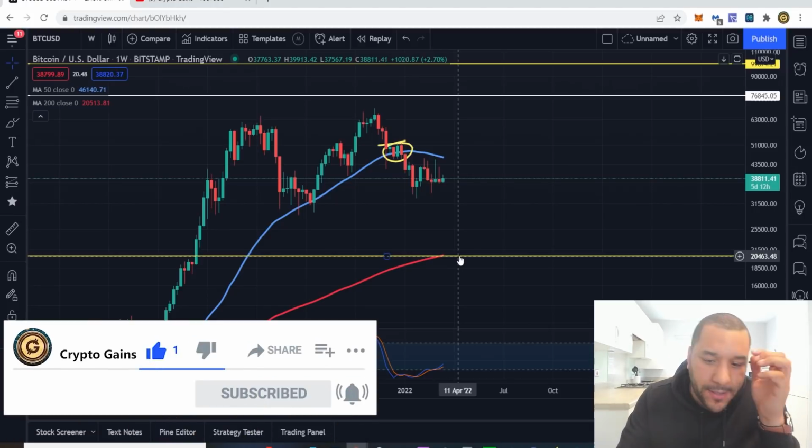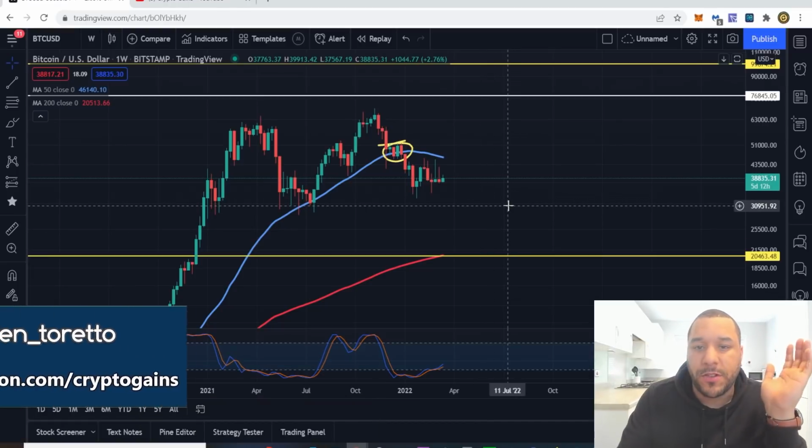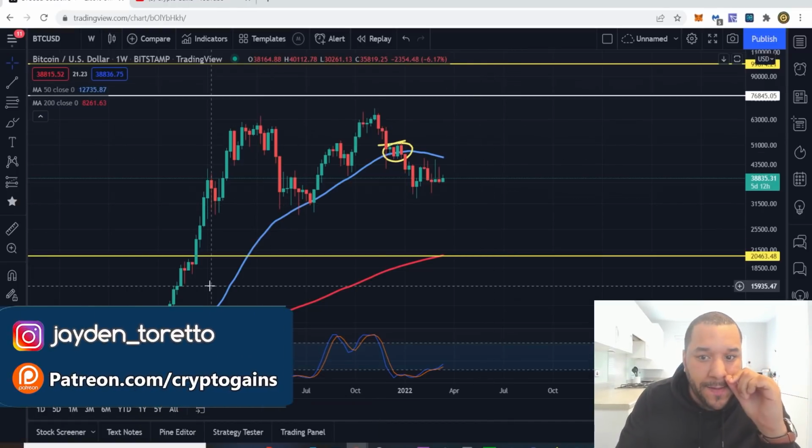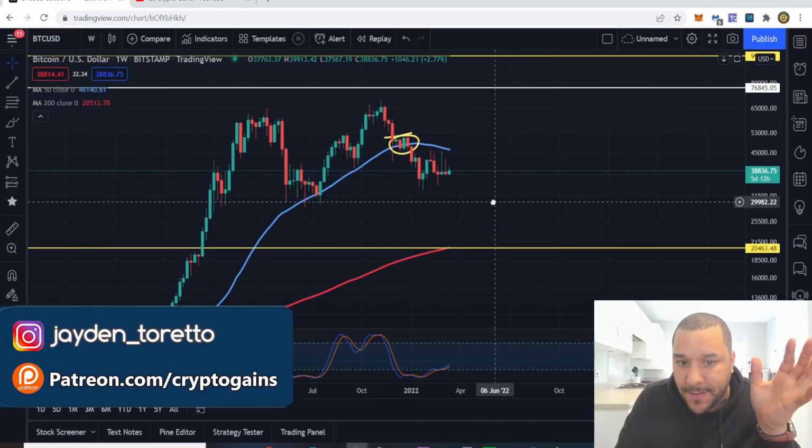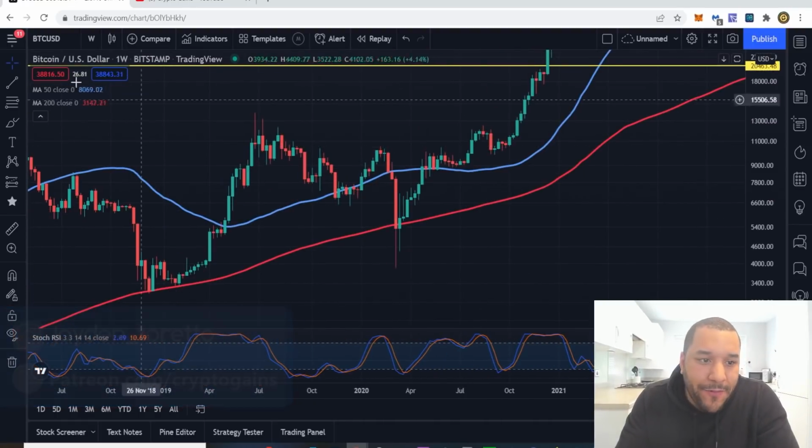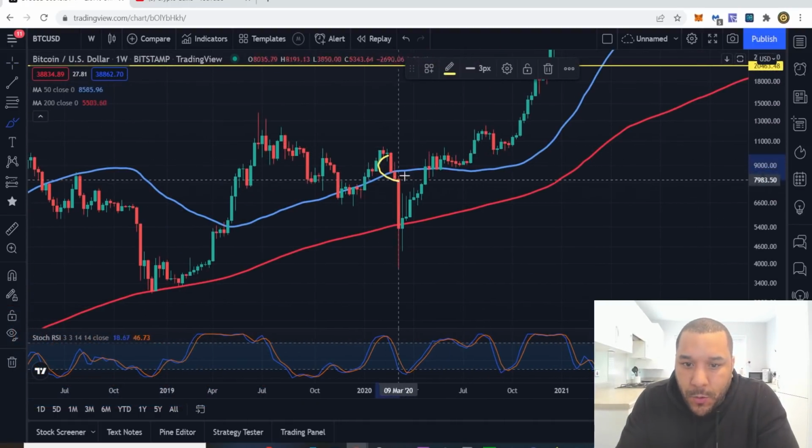Now, I want to prepare you for this, because I'm not saying it will happen, but I just want you to have something to take with you on your journey and be prepared if it does. Now, look, let me show you. Scroll back. Every time it's broken this blue line, it's always come down to the red.